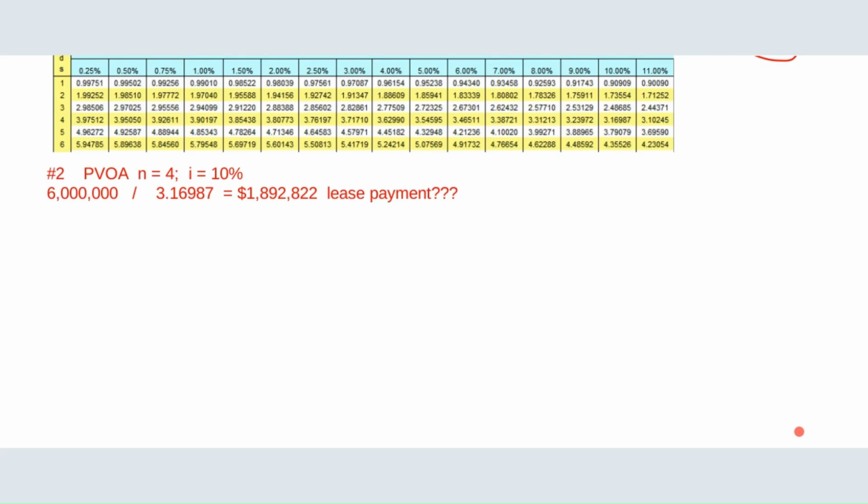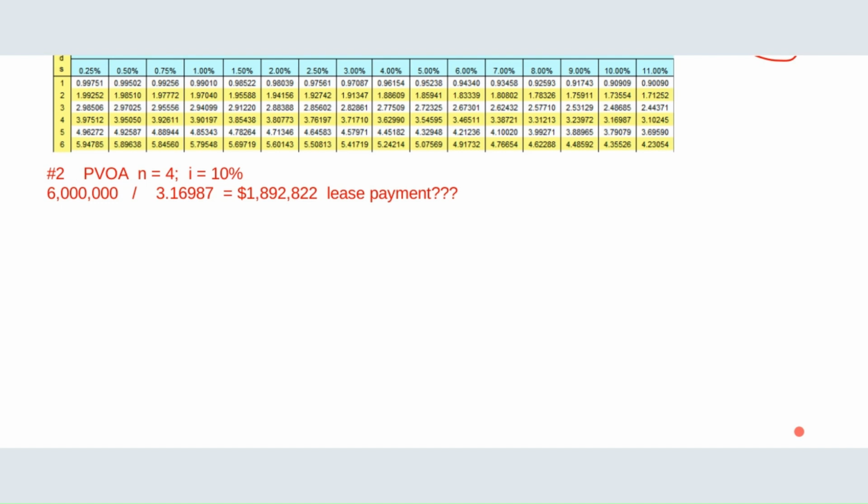So the payment is fixed. The payment is not going to change. In this case, we have 6 million in outstanding balance, and I'm going to multiply by the 10% interest rate. So my interest expense is going to be 600,000. And I'm going to decrease this loan by the difference, which will be 1,292,000 if my math is correct.